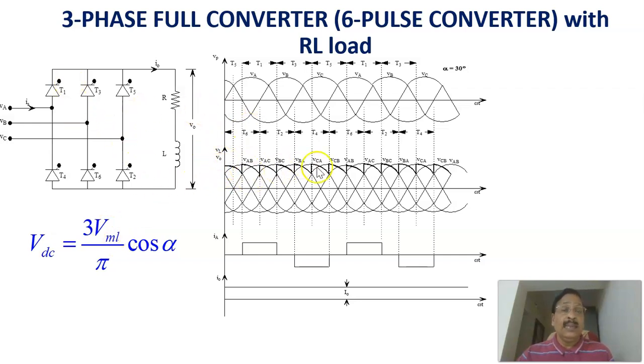Then you will be getting a voltage which is all unidirectional. The average value, or the DC value, is given by 3 VML by pi cos alpha, where VML is the maximum line voltage. Therefore, by varying the firing angle alpha, the average voltage can be changed. This is the case of a three-phase full wave converter, or 6-pulse converter, whose average voltage equals 3 VML divided by pi into cos alpha.